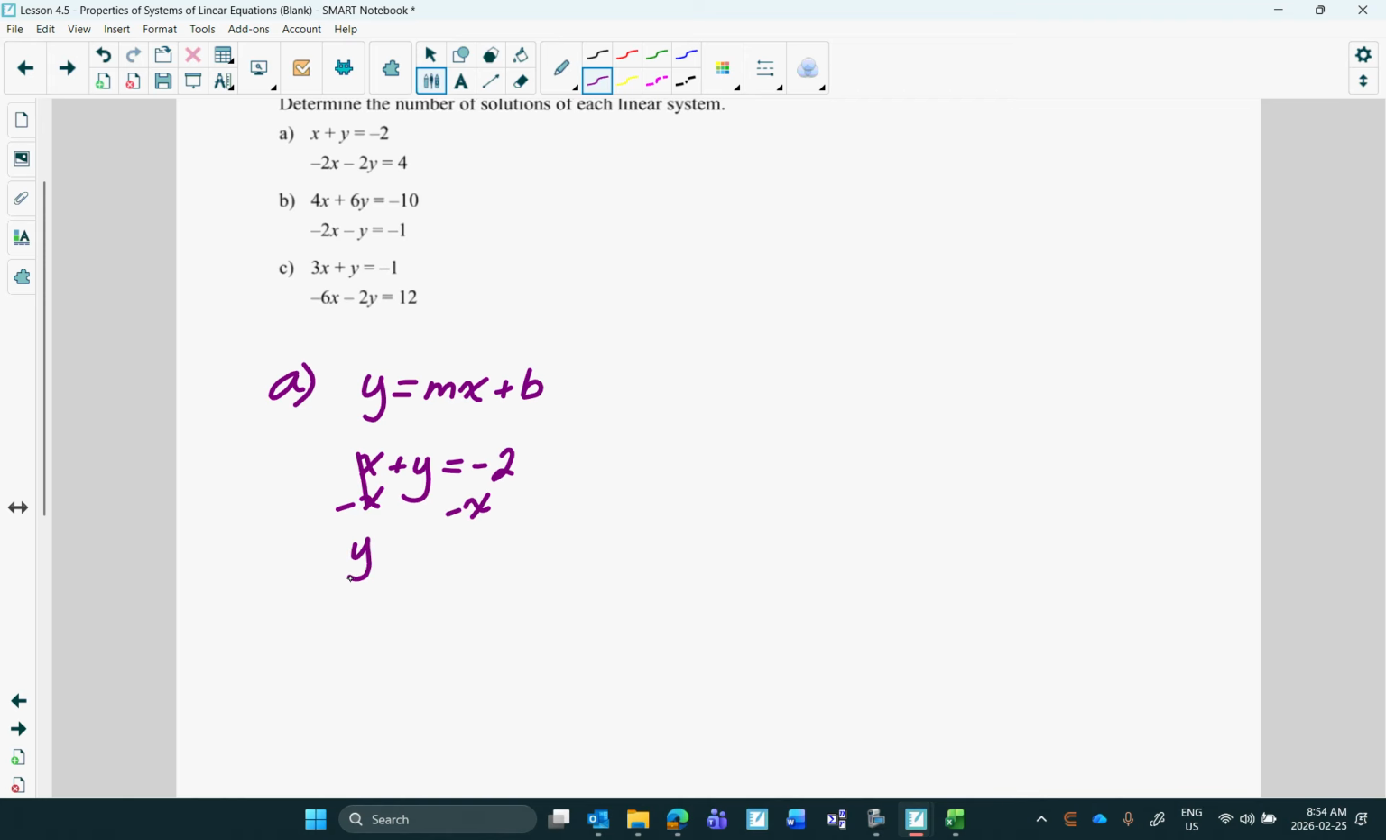So I get y equals, write the x term first, then the number. What's the y-intercept of this line? -2. What's the slope of this line? -1.